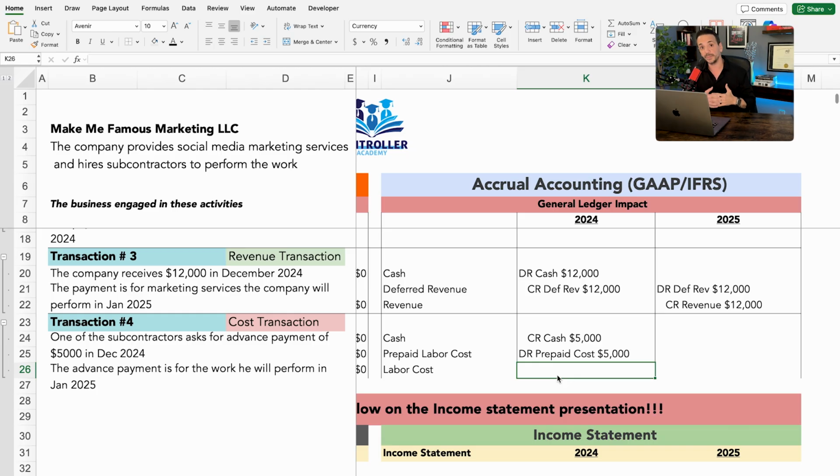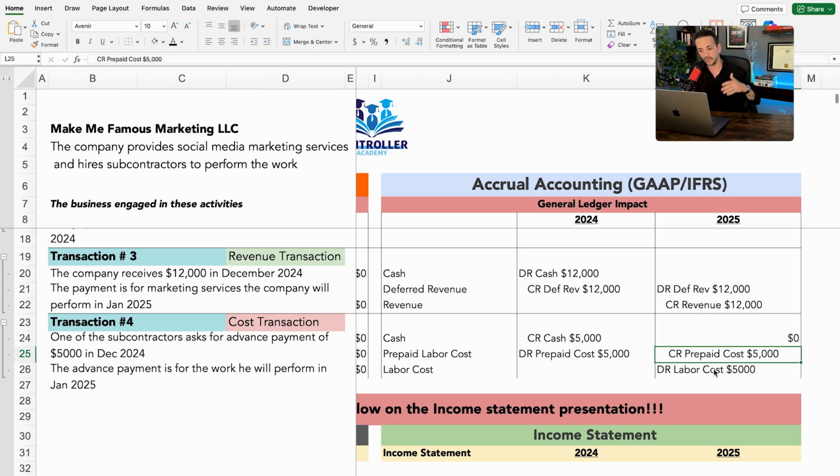The service itself will be performed in the future by this subcontractor. So you debit prepaid cost, and when 2025 comes around, you will then be crediting the prepaid cost to remove it from your books and recognizing the actual cost on the P&L, which is a debit to labor cost for $5,000.